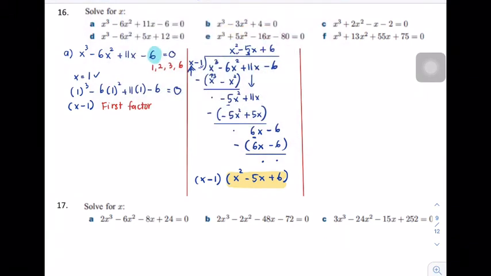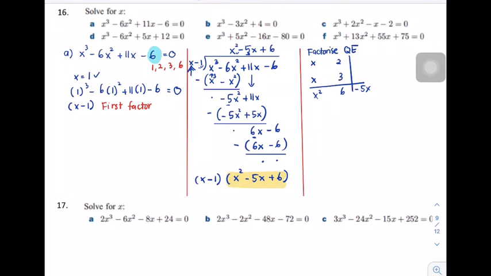Okay, again I use this one, we already find, so we have to factorize the quadratic equation. So I use again the butterfly, x squared minus 5x plus 6. So x squared is x times x. So for 6 it can be 2 and 3.